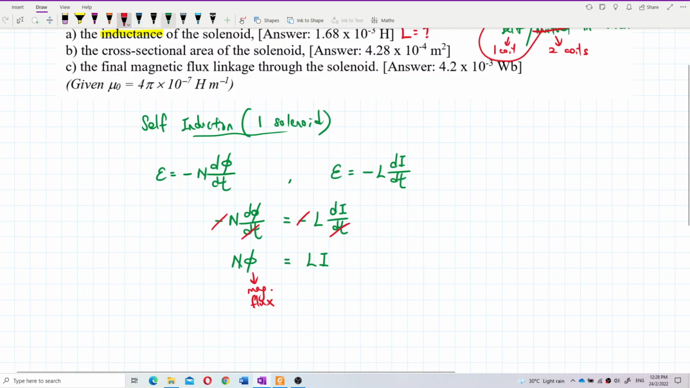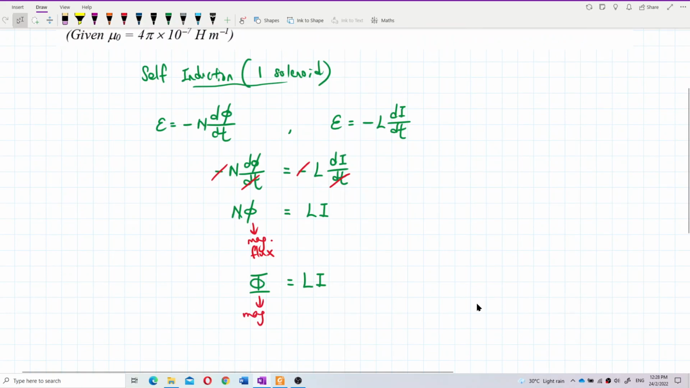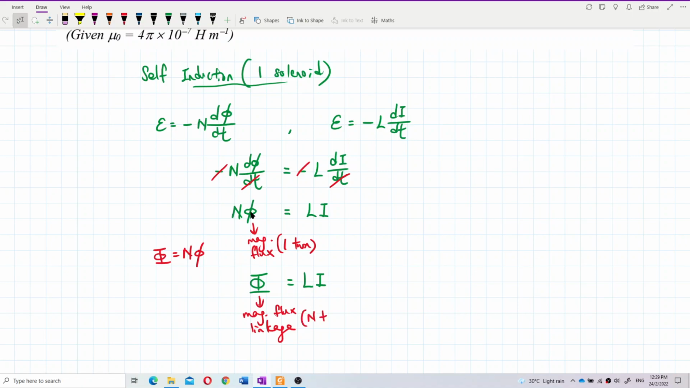But we know that this N times Φ is the magnetic flux linkage. So we can change the formula into this one: magnetic flux linkage equal to Li. Magnetic flux linkage is NΦ. The small Φ is just for 1 turn, while this one is many turns, N turns. Flux linkage means many turns; small Φ means only 1 turn. So this can be substituted by magnetic flux linkage equal to Li.